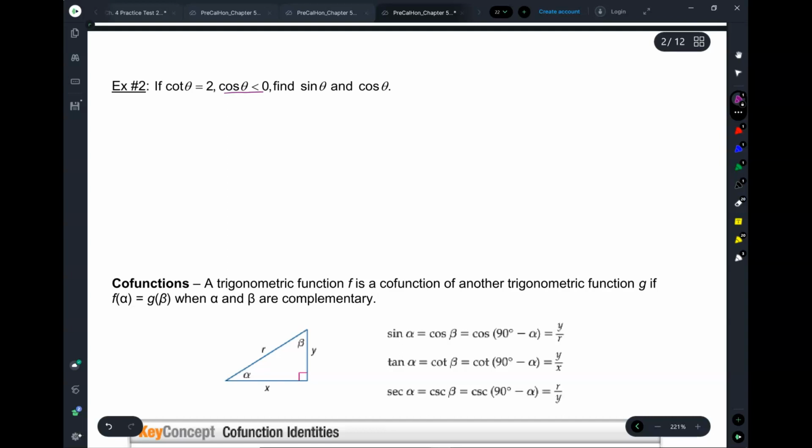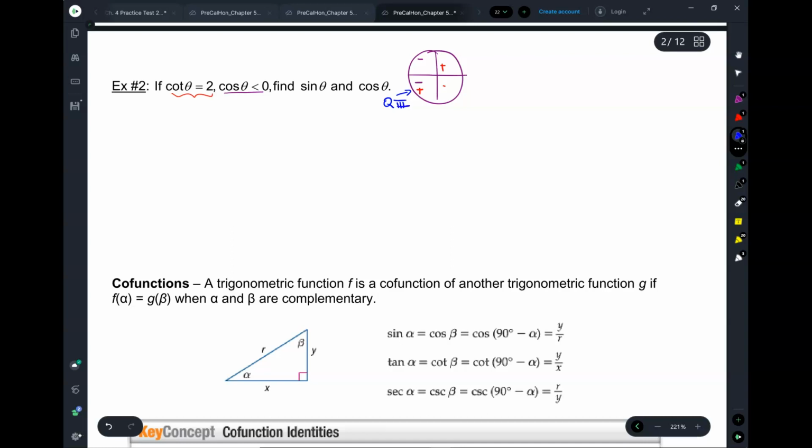First of all, we have that cosine is negative. So that's in this quadrant and in this quadrant. We have that cotangent is positive 2. So that's in quadrant 2 and, positive 2, so it's in 1 and 3. Okay? That means my angle is in which quadrant? Third. Okay? The angle is in quadrant 3.